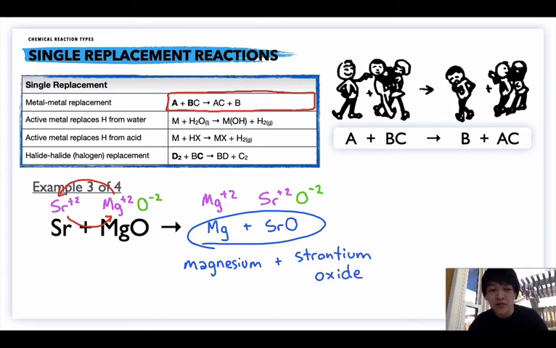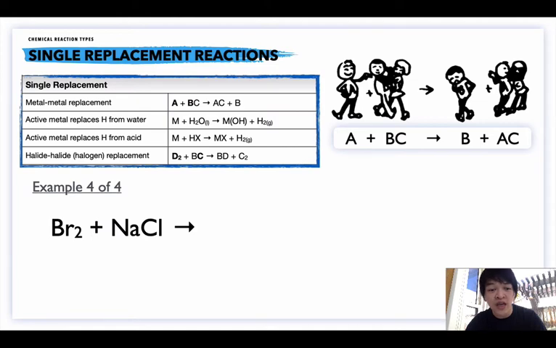Okay, ready for the last example? We have bromine gas here reacting with sodium chloride. Now, which one of these 4 single replacement reactions is it most likely going to be? Okay, hopefully you narrowed it down to the halide-halide or the halogen replacement because bromine and chlorine are both halogens. So it's kind of like the metal-metal replacement, except it's the halogens replacing each other. So we're going to be following this 4th one right here.